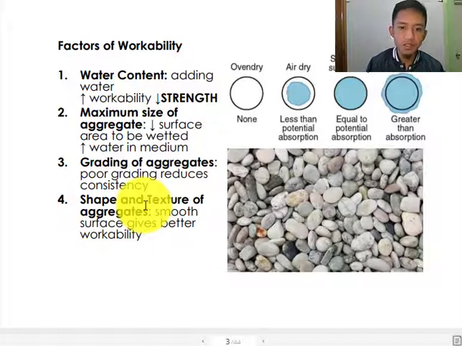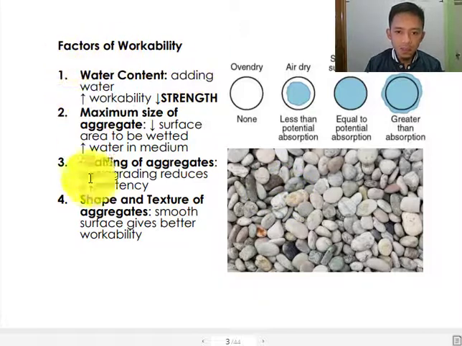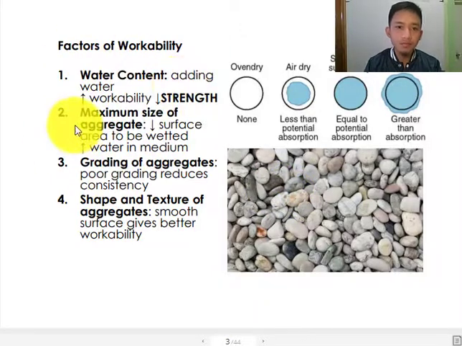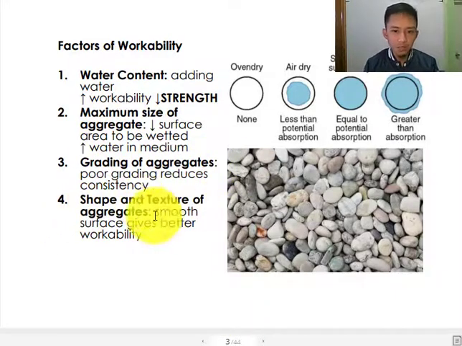And then for shape and texture of aggregate, okay, we discussed this one on aggregate. If you are using a rounded shape of coarse aggregate, it is easier for you to mix, or that will flow more easily compared to using coarse aggregate that is flat or angular, because of course that will not be as easy to mix as your rounded aggregates. So these are the factors affecting your workability: water content, maximum size of aggregate, grading of aggregates, shape and texture of aggregates.